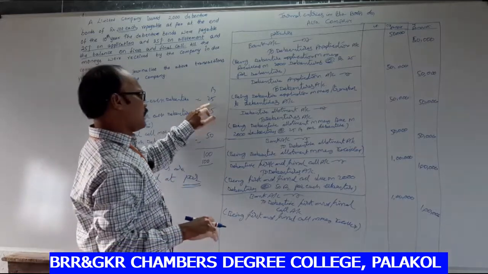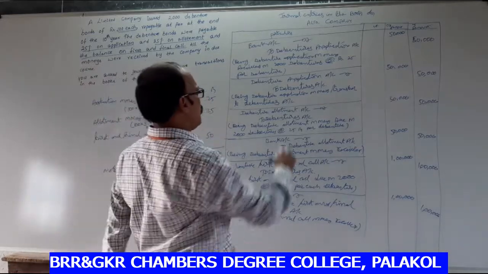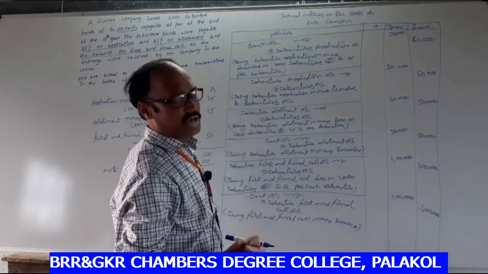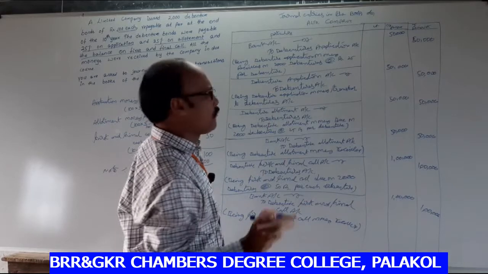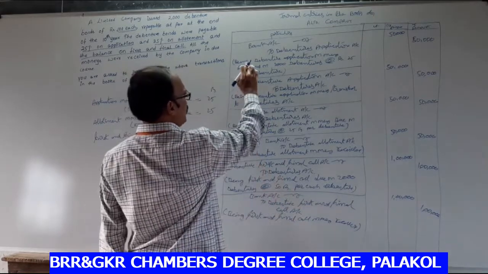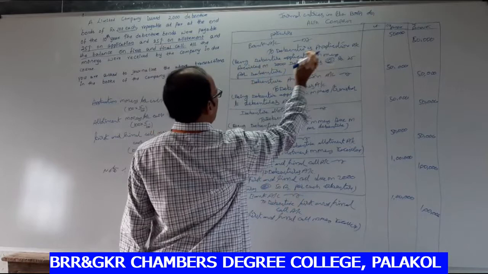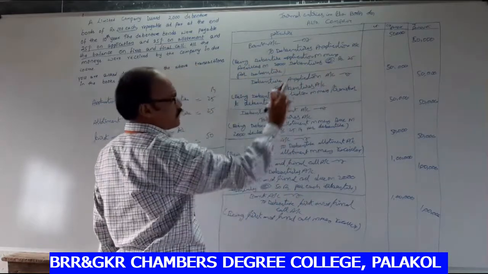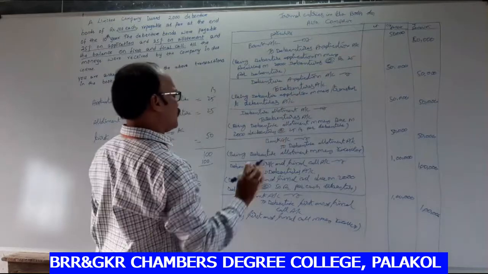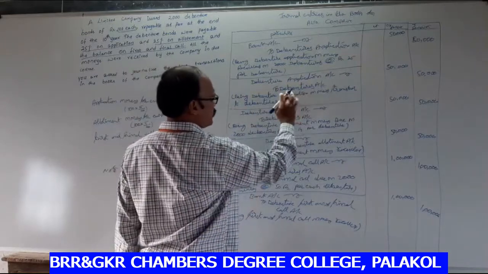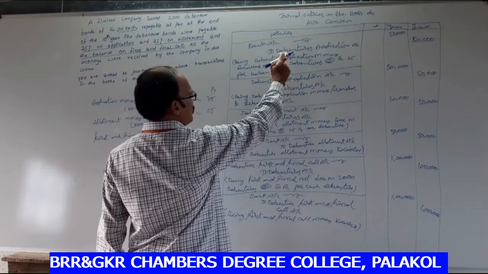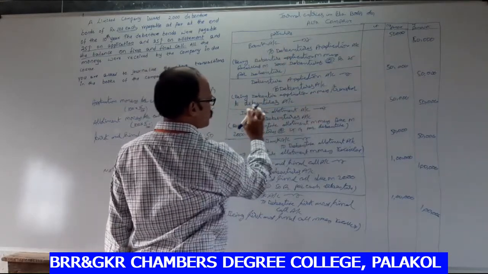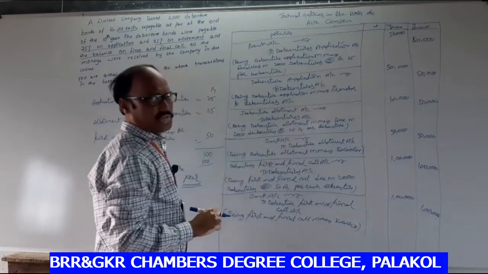When the application money is received, bank account debit to debenture application account. Being debenture application money received on 2000 debentures at the rate of rupees 25 per debenture, 50,000. Next, debenture application account debit to debentures account. Being debenture application money transferred to debentures account, 50,000.